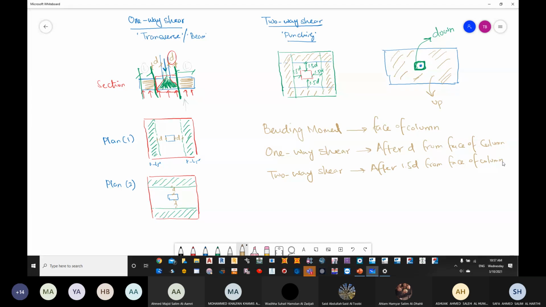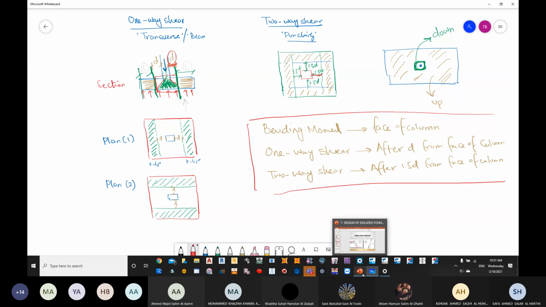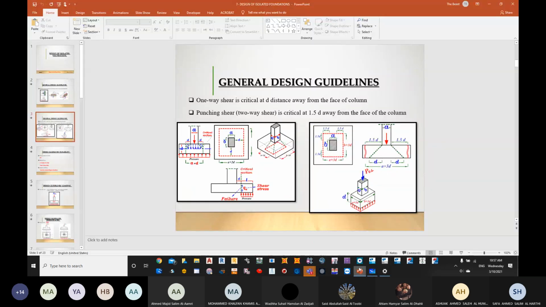Once again, from the side of the column, I need to take a distance of D in case of one-way shear, and a distance of 1.5D in case of two-way shear. Okay, so these are the things that you need to know and deal with while solving foundations. So these are related to some basics of foundation.